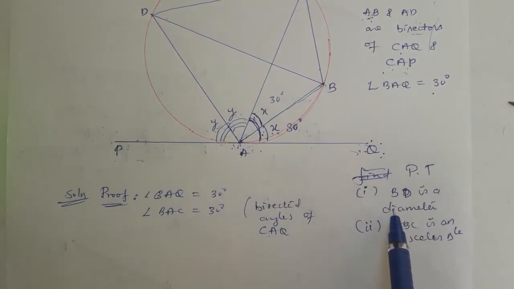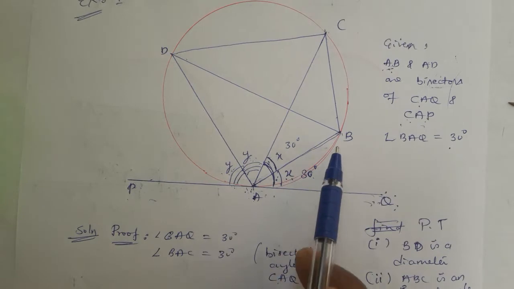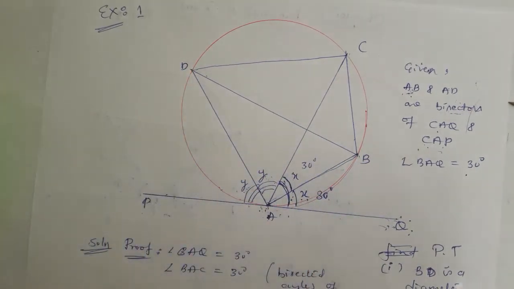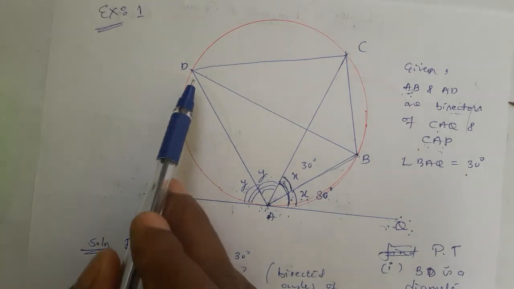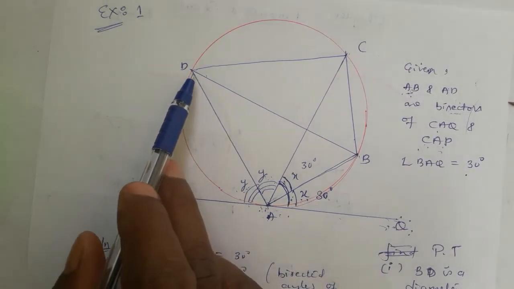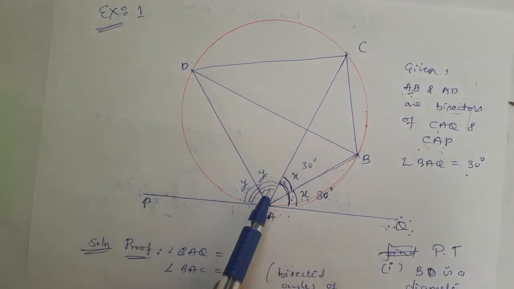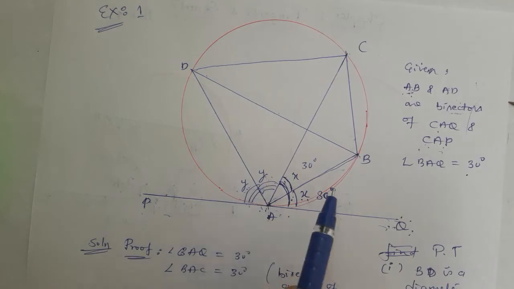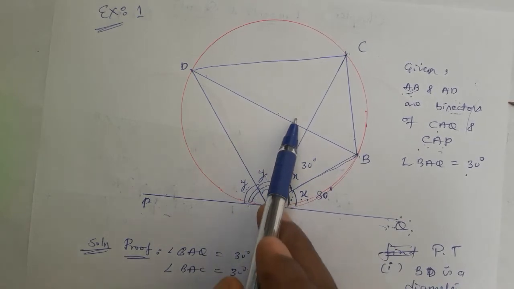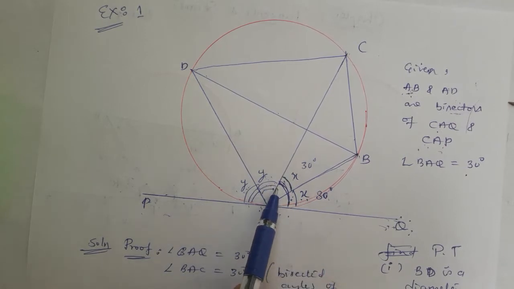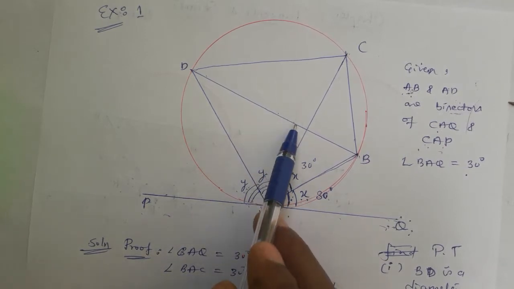Now we will go to the proof. Prove that BD is a diameter. We need to mark this BD line as a diameter. To prove BD is a diameter, the angle opposite BD should be 90 degrees. If a line is given as a diameter, you mark 90 degrees. We think in reverse: if the angle is 90 degrees, the line becomes a diameter. If the line is a diameter, the angle is 90 degrees. If the angle in a semicircle is 90 degrees, the line becomes a diameter.